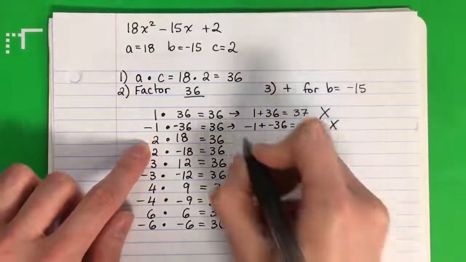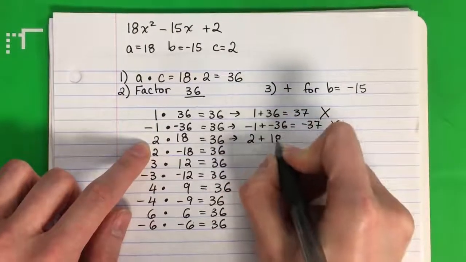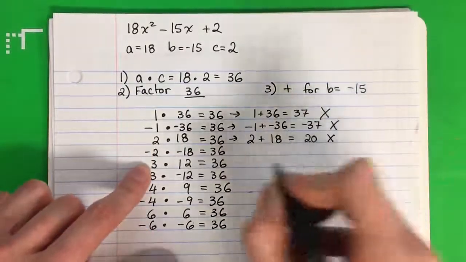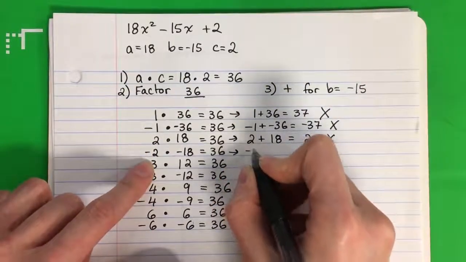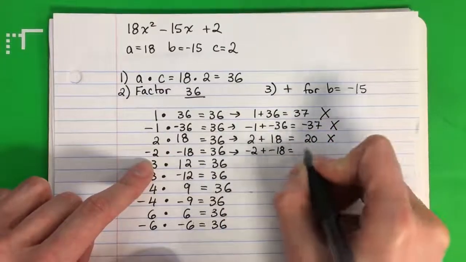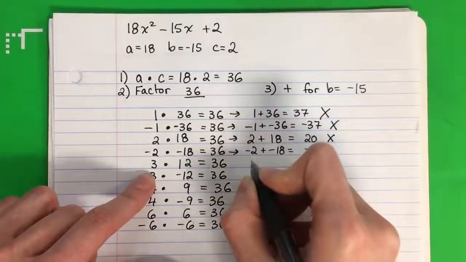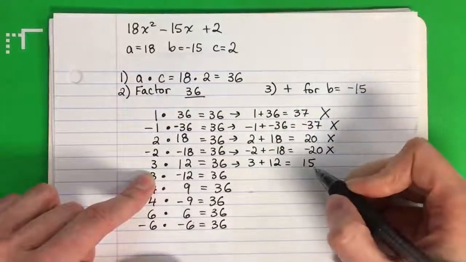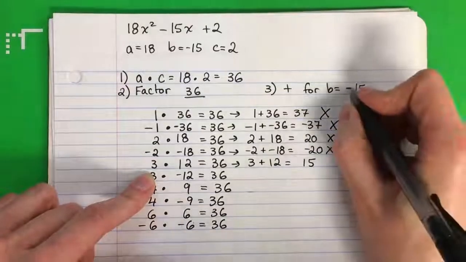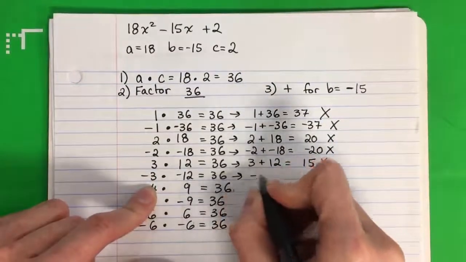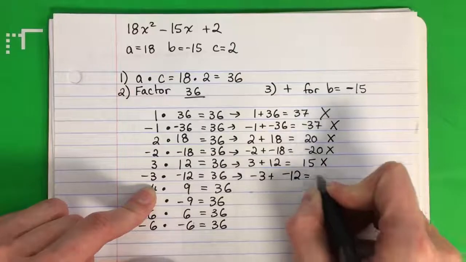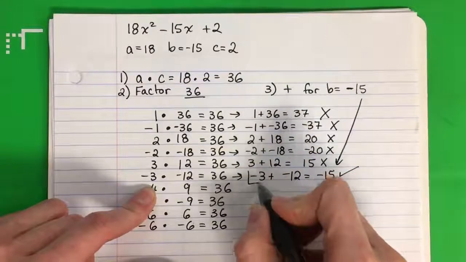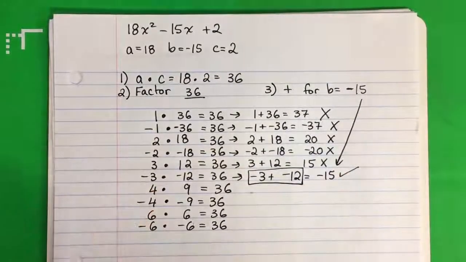That's no good. 2 plus 18, that's 20. That's no good. Negative 2 plus negative 18, that's negative 20. That's no good. 3 plus 12 is 15. That's positive 15. I want negative 15, so that's no good. Negative 3 plus negative 12 equals negative 15. Perfect. That's what I wanted. So my numbers that I will use are negative 3 and negative 12.